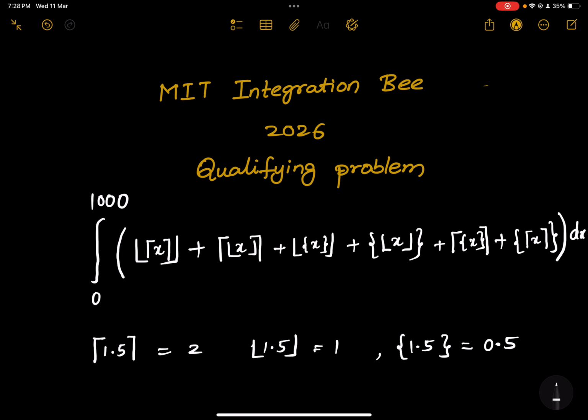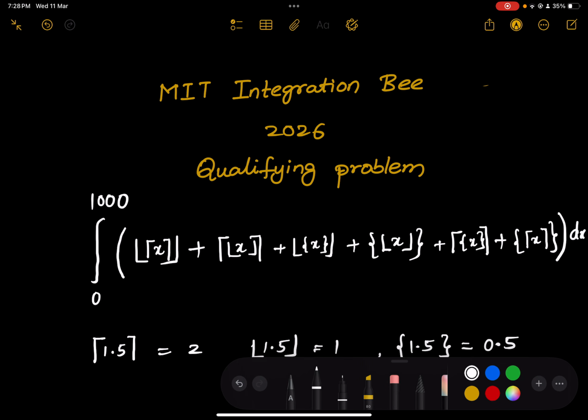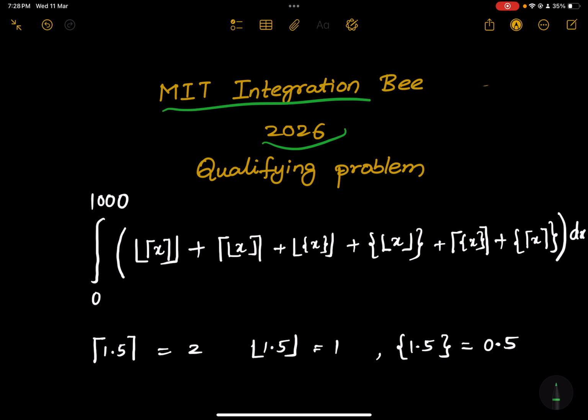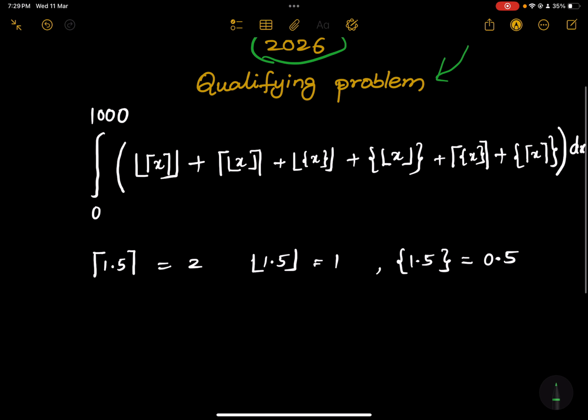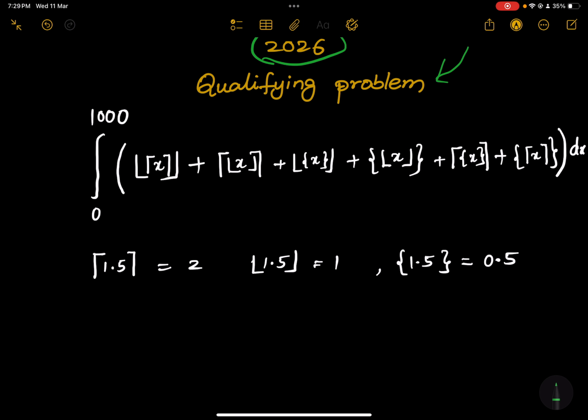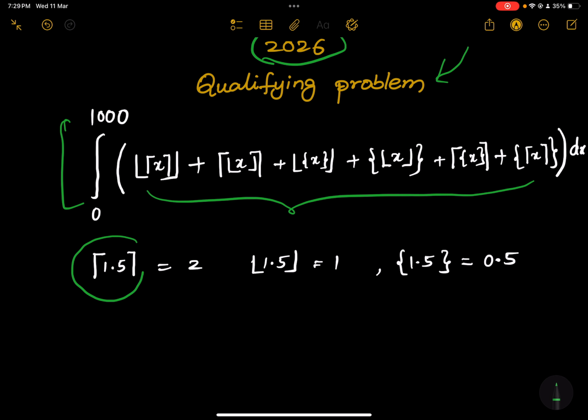So, I was scrolling one of my social media accounts and I found this particular problem. This problem is taken from MIT Integration Bee 2026 and it is one of the qualifying problems. So, the problem goes like this. You have to compute this particular integral. You have all these six different things and then you have to sum them up and integrate that from 0 to 1000, and this is your ceiling function.